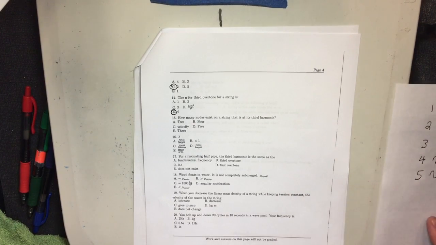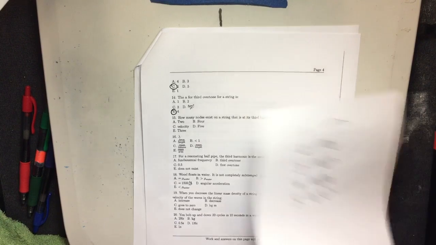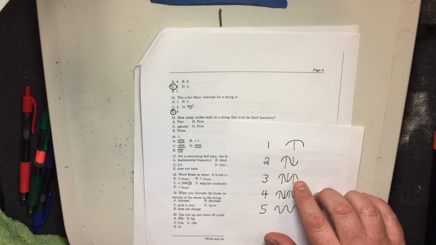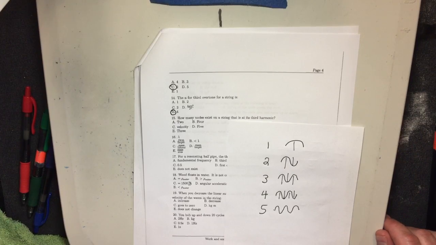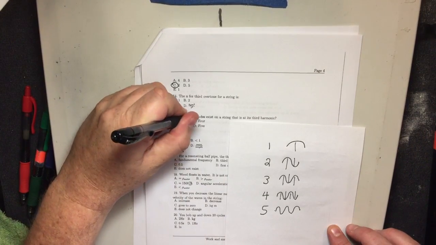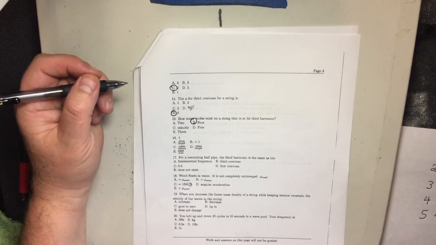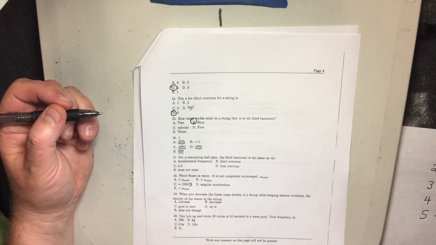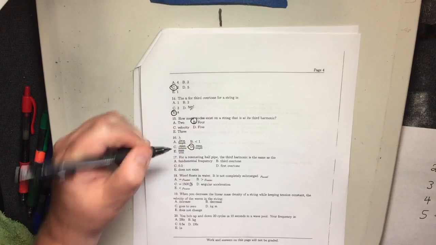How many nodes exist on a string that's at its third harmonic? So this is its third harmonic. How many nodes are on that string? There are 4. Lambda is what? Maximum string divided by the length. Yes.